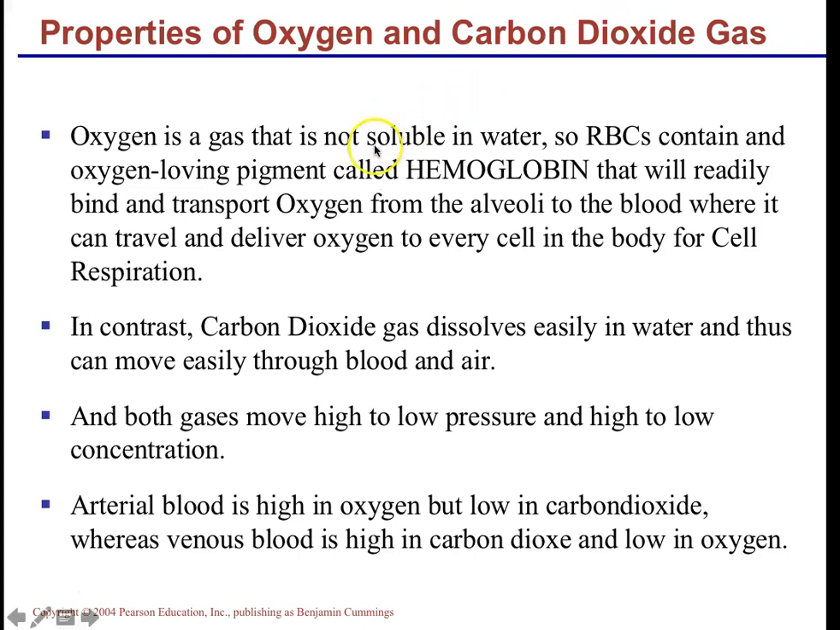On the other hand, carbon dioxide gas can bubble readily into venous blood. That's not an issue. So it's very easy for carbon dioxide at the pulmonary capillary level to bubble out into the alveolar sac as a gas. It's much more difficult for oxygen as a gas to get into the blood, and that's the job of the oxygen-loving pigment hemoglobin and the red blood cells.